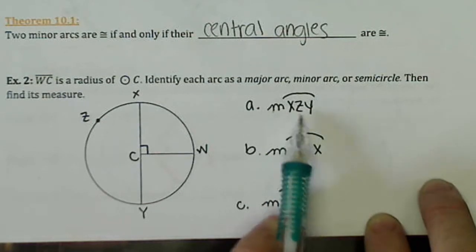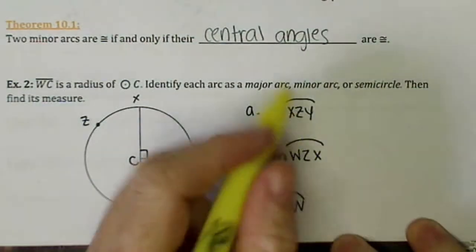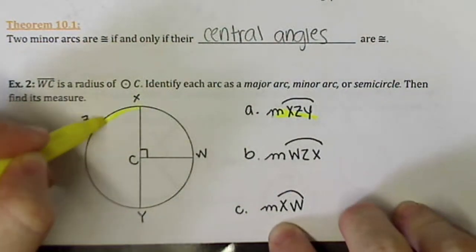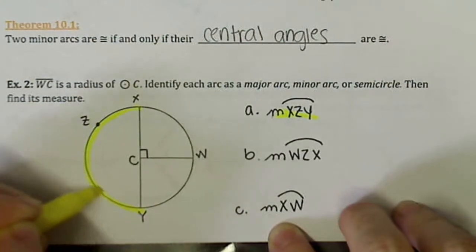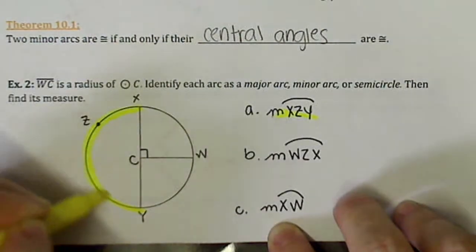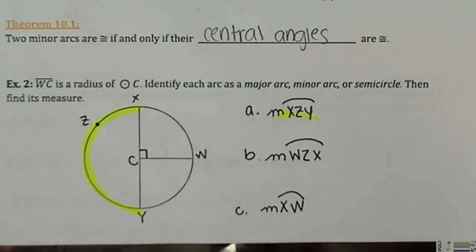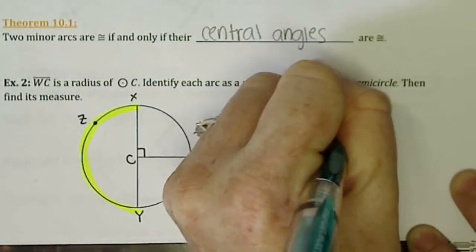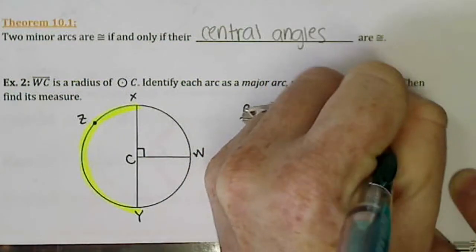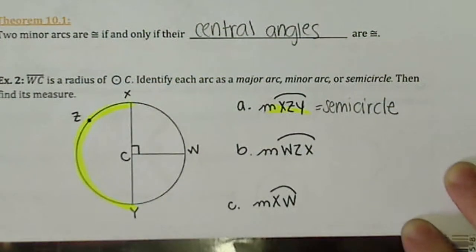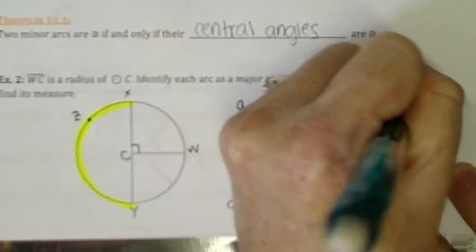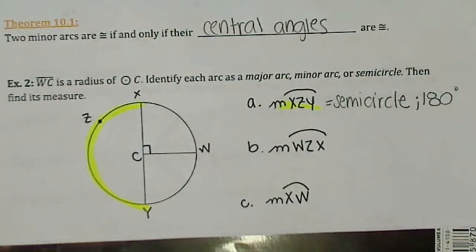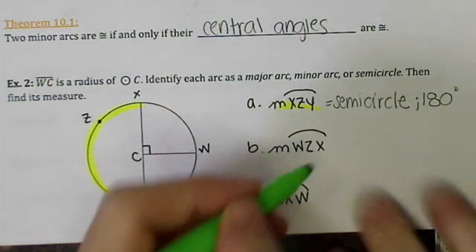So X, Z, Y. I'm going to use yellow so I can show you where that is. X, Z, Y. Okay? You have to go in the order that it told you. So that's halfway. That is a semicircle. And how many degrees will that be? That'll be 180 degrees.